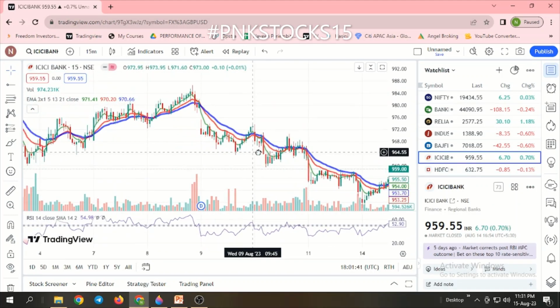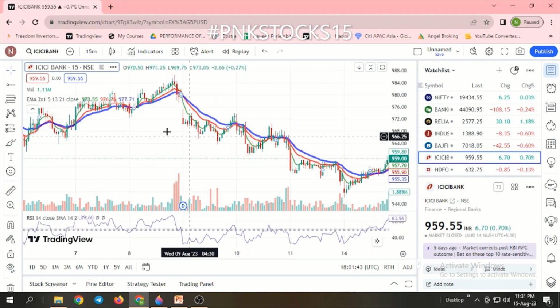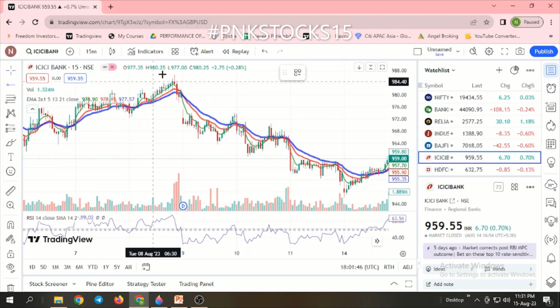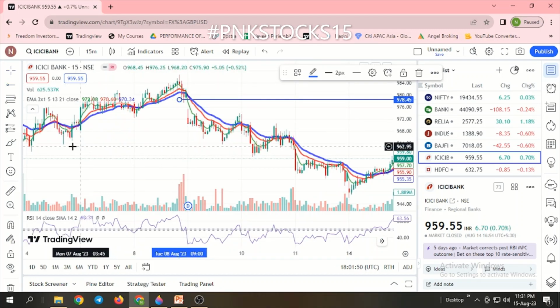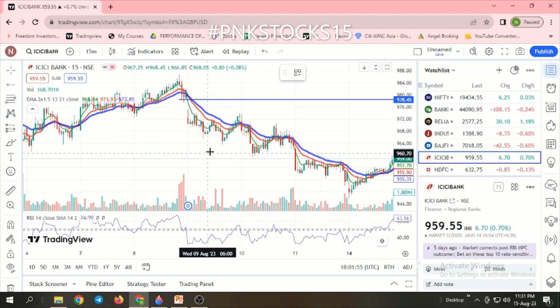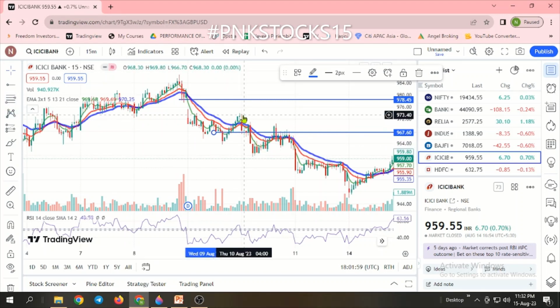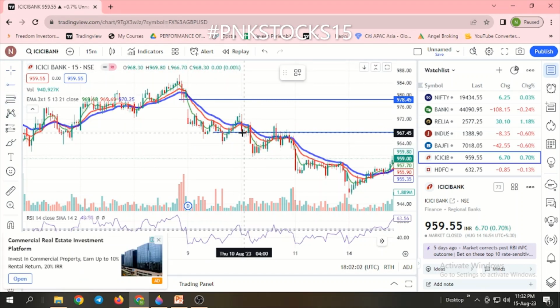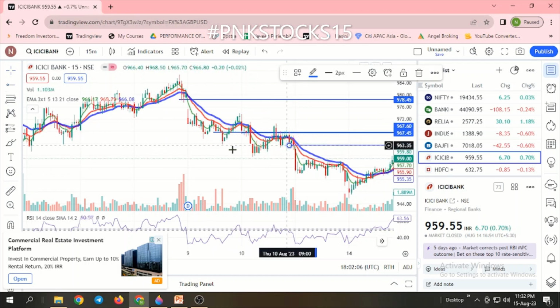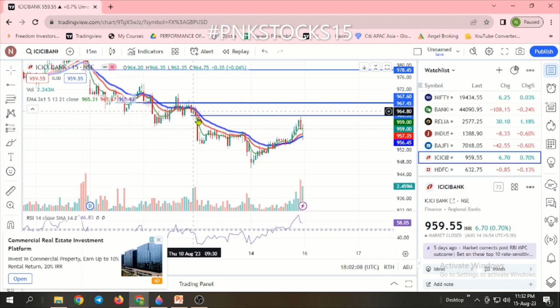ICICI Bank. When price breaks the 3 EMAs, we will be entering somewhere here, and each time price goes above and comes back, you may enter again with some more quantity. Price went above, moved down, your entry again here. Price went up, coming down, another entry here. You can start increasing in this way when you see the three EMAs coming down.